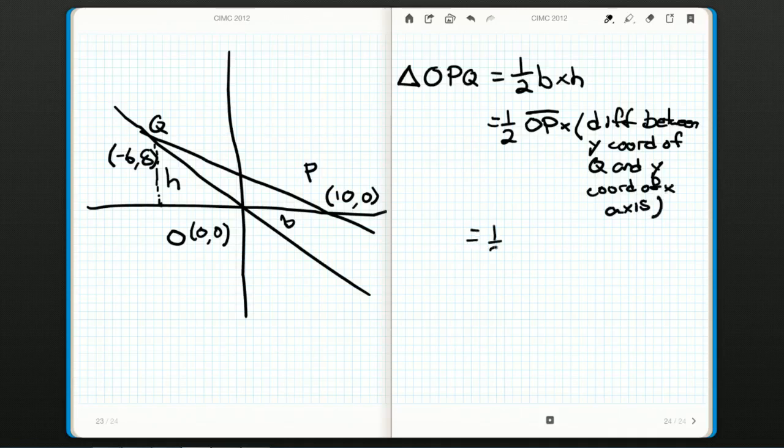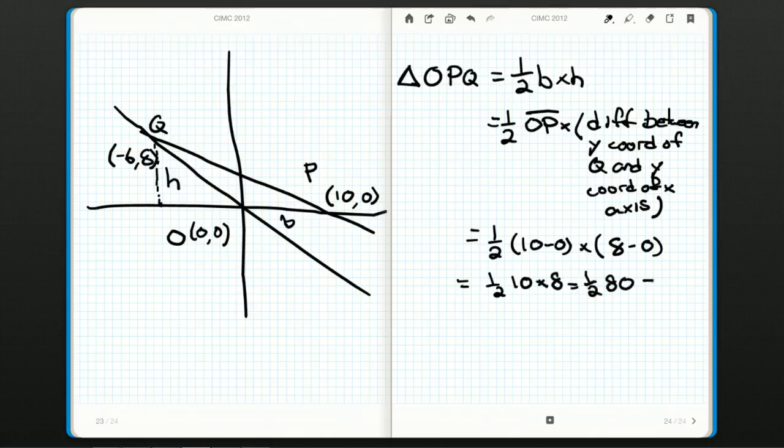So really, this is going to be a half, 10 minus 0, times, well, what's the y-coordinate of Q? That's going to be 8. Minus 0. So 1 half, 10 times 8, is 1 half of 80. Which is going to be 40.